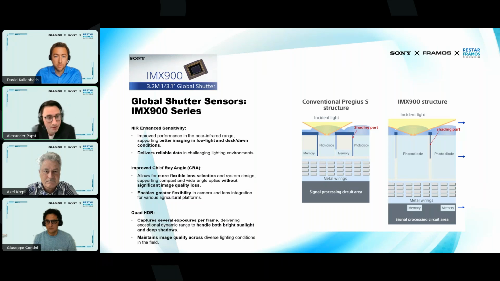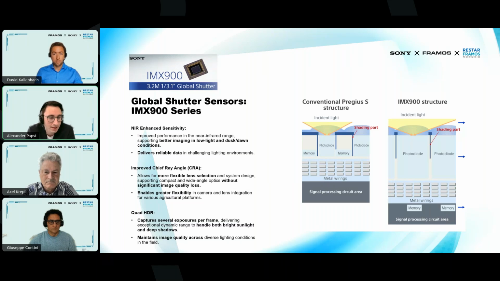Second, improved chief ray angle, or in short, CRA. The chief ray angle determines how flexible you can be with lens selection and system design. With an improved CRA, the IMX900 supports compact and wide-angle optics without significant image quality loss. This means you have much greater flexibility in how you design your camera systems, whether you're building a compact drone-mounted camera or a wide-angle system for a harvester. The IMX900 can accommodate your lens requirements without compromising image quality.